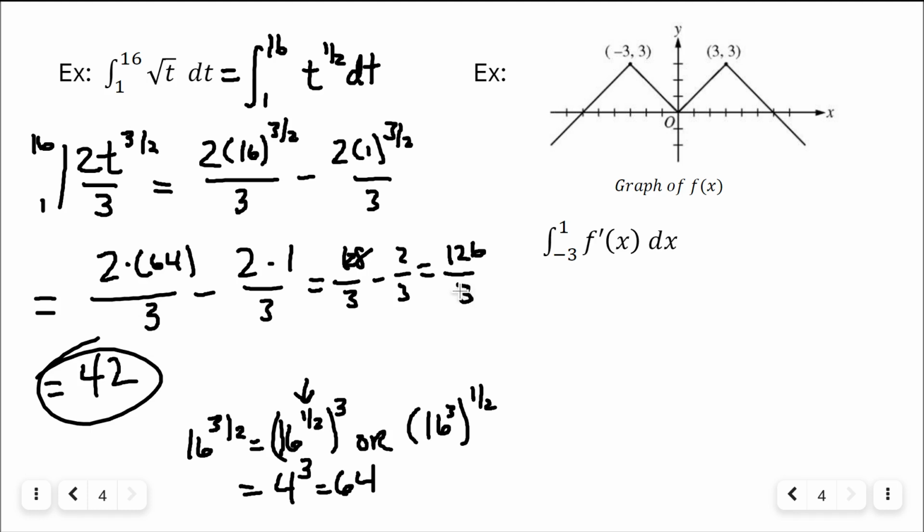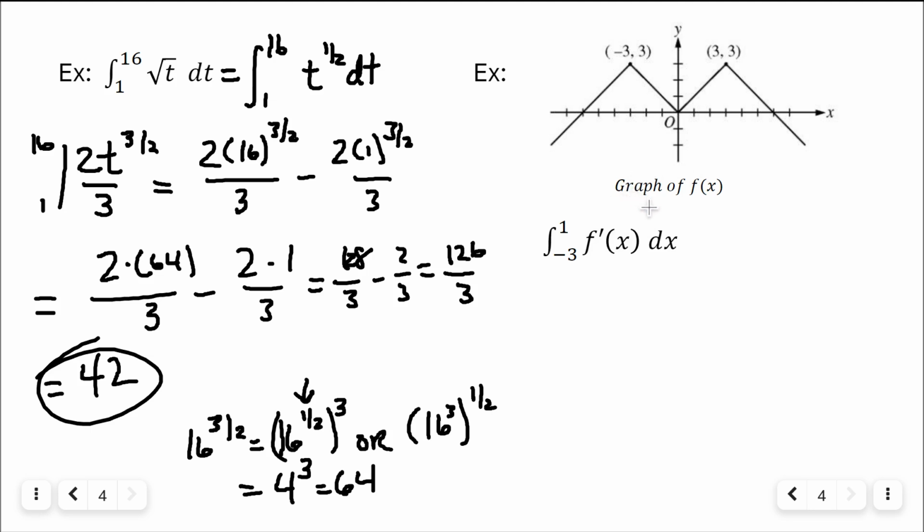Finally, I have a graph. This is the graph of f of x, and I want you to find for me the integral from -3 to 1 of f prime of x dx. So normally, if I ask you for the integral of a function between two bounds and I have a graph, I just find the area underneath the curve. But the problem is, I'm asking you to find the area underneath the curve of f prime, but the graph is the graph of f.